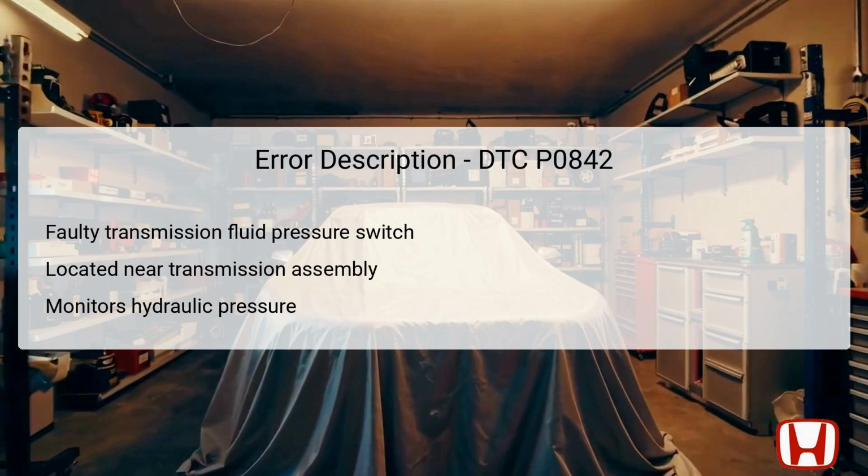The error described by DTC P0842 is a fault with the transmission fluid pressure switch A, specifically related to the second clutch circuit. This switch is designed to report the hydraulic pressure within the automatic transmission system to the Engine Control Module, ECM, for proper operation. Its location is typically near the transmission assembly, where it can directly monitor the pressure of the fluid, essential for the clutch's engagement and disengagement.